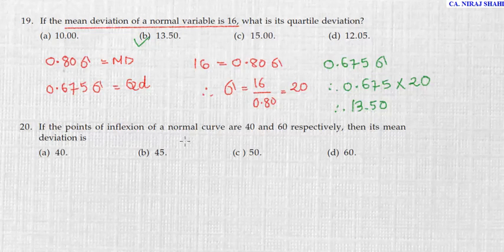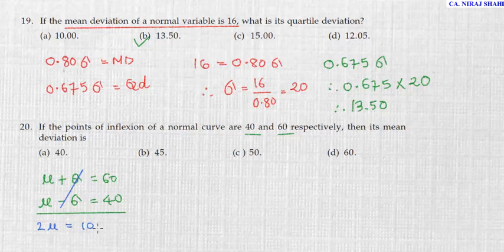If the points of inflection of a normal curve are 40 and 60 respectively, then its mean deviation is? The points of inflection for a normal distribution are mu plus sigma and mu minus sigma. Okay, now 40 will be the lower point of inflection because it is mu minus sigma, and 60 will definitely be the upper point of inflection. So let us put it, mu plus sigma is 60 here and mu minus sigma is 40 here. Let's add both the equations. This sigma minus and sigma plus would cut. So now we have 2 mu is equal to 100.